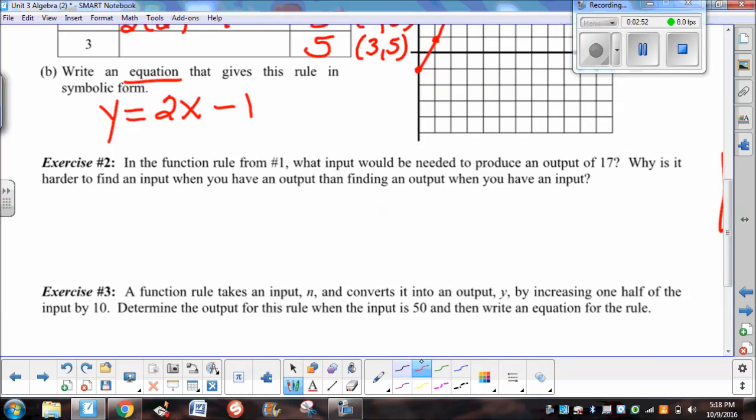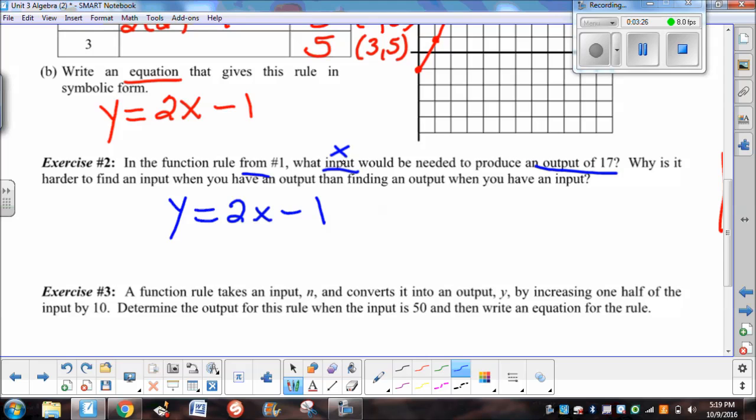So exercise 2, we're going to talk about, I believe, a different function. It says, if the function rule in number 1, what input, so now they're going to ask us what x would be needed to produce an output of 17. Why is it harder to find an input when you're given an output than finding an output when given an input? So what we have to do is we need to sit and think about our equation, y equals 2x minus 1. So it says what input? So we're solving for x.